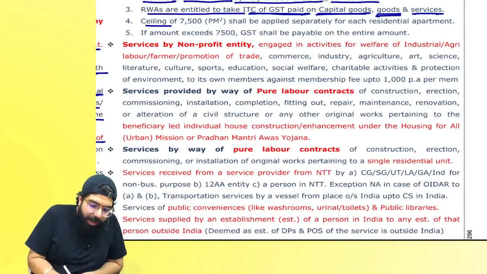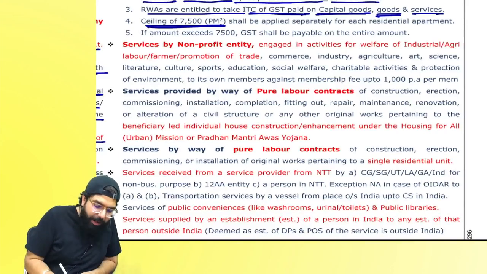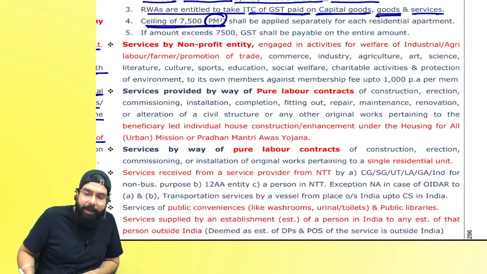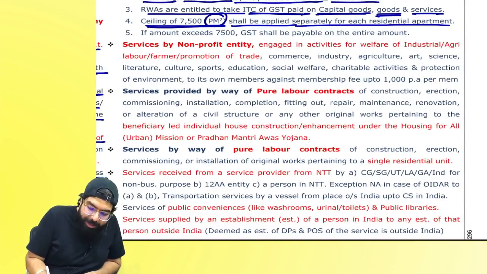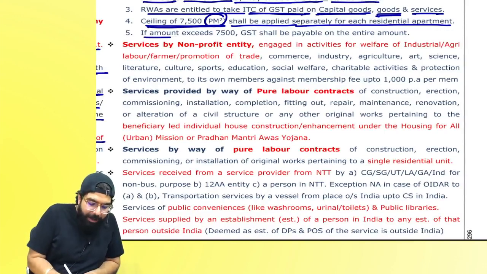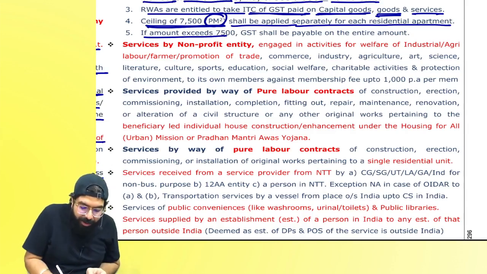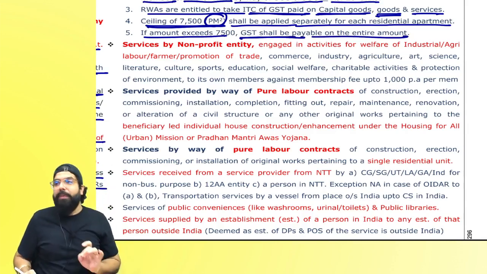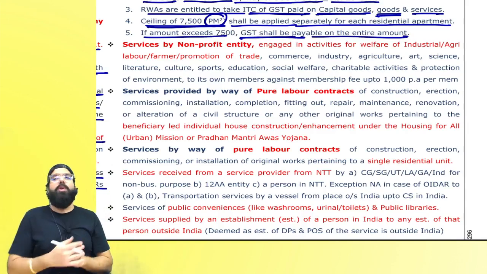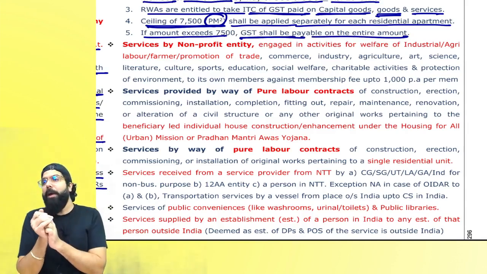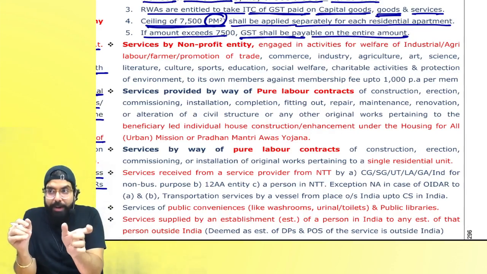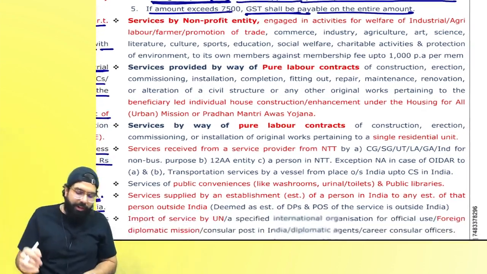They have clarified that the ceiling limit of 7,500 per month per member shall be applied separately for each residential apartment. If the amount exceeds 7,500, GST shall be payable on the entire amount. For example, if RWA charged 8,000 to the member, is it that GST will come only on 500? No, on the entire amount GST will come.